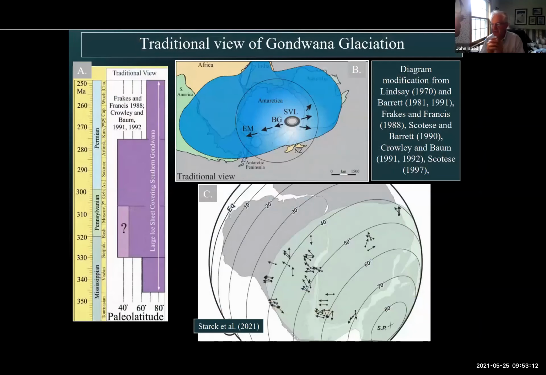Traditional views, which continue to this day, especially shown by this diagram in C by Daniel Starek et al. from this year, hypothesize a single immense ice sheet that was centered over Antarctica that extended outward across much of southern and central Gondwana. Historically, the glaciation was viewed as a single protracted event that stretched from the Visean to the late Permian.